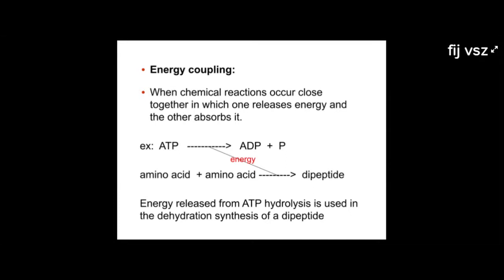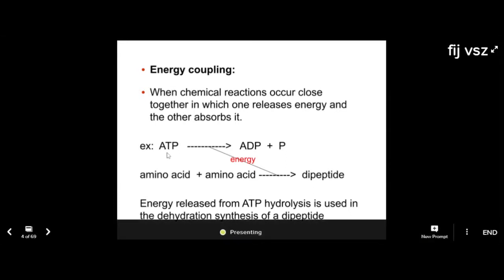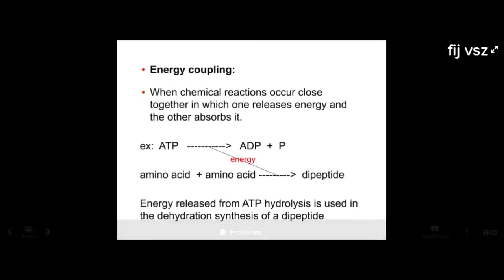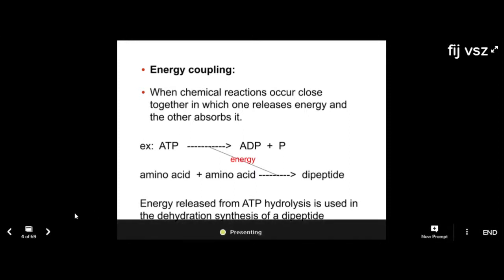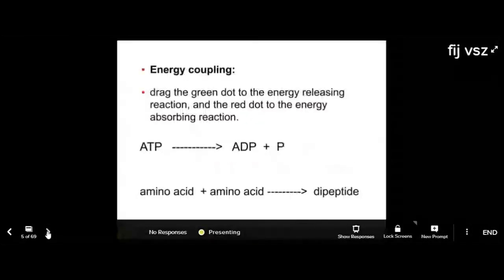So for example, you have ATP. When ATP loses a phosphate, it releases energy. See the little red energy there that then goes to help another synthesis, absorbing energy reaction, such as putting two amino acids together to make a dipeptide. Energy released from ATP hydrolysis is used in the dehydration synthesis of a dipeptide. You should remember all those terms. So now here's your chance.